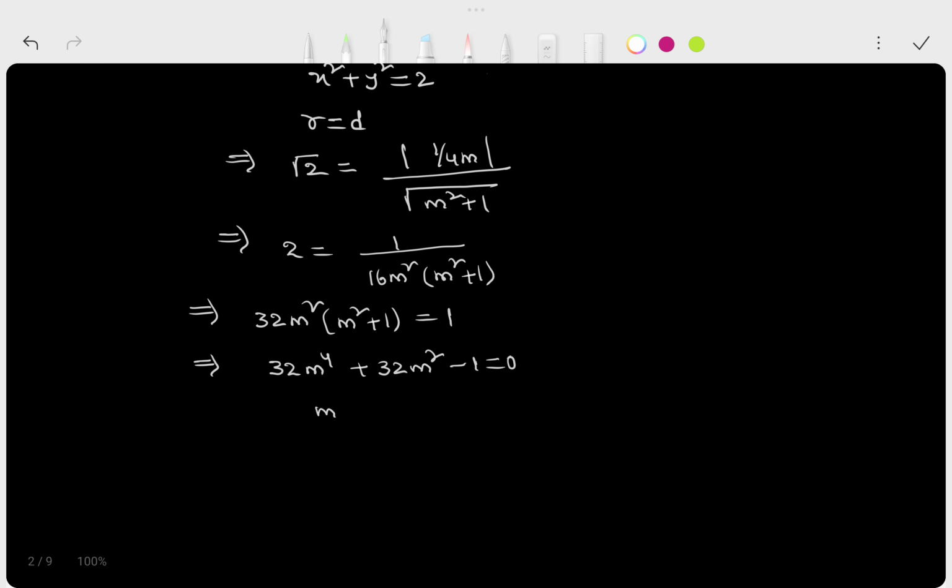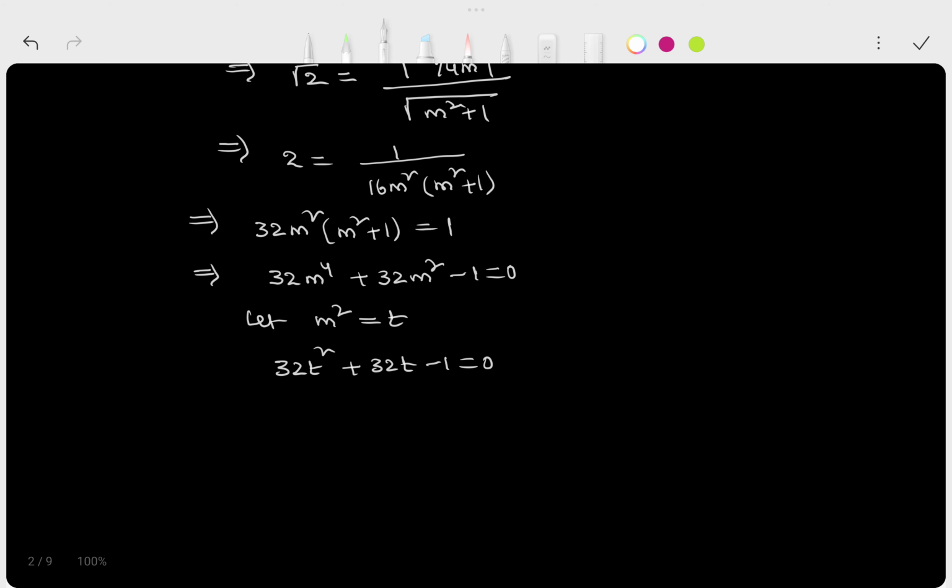So now you take, let m square is equal to, for example, t. Let m square is equal to t. Now this becomes 32 into t square plus 32 into t minus 1 is equal to 0. After that, you know how to find the roots, minus b plus or minus. Direct factorization is not possible.